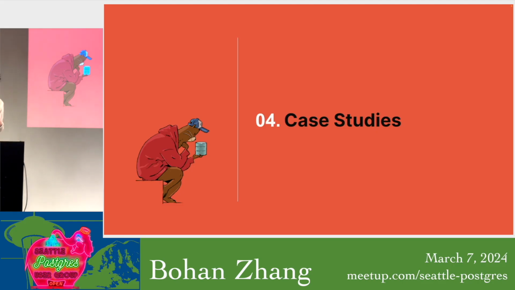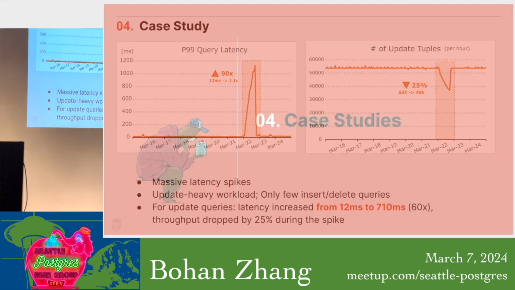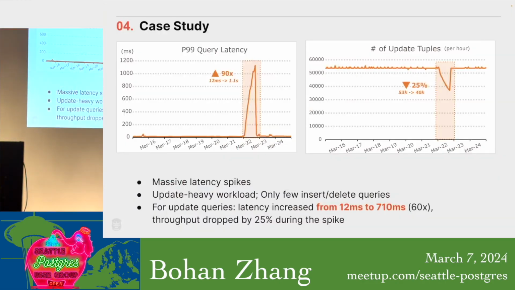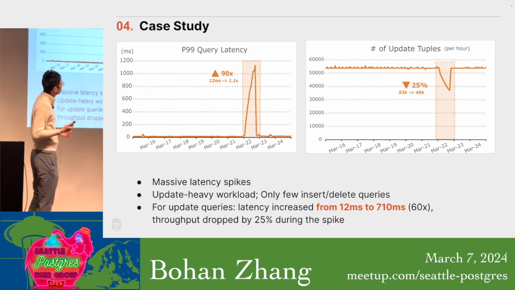So lastly, I'll discuss some case studies. Those are real-world examples from our customers. The first one is one of our customers. They found a huge hidden spike on March 22nd. I think it was last year.